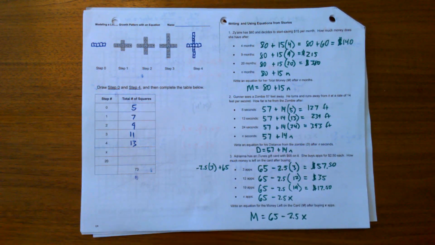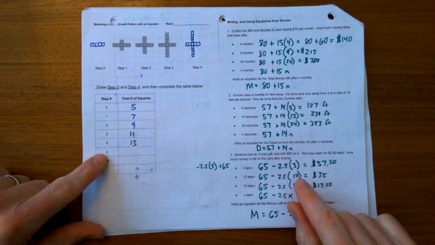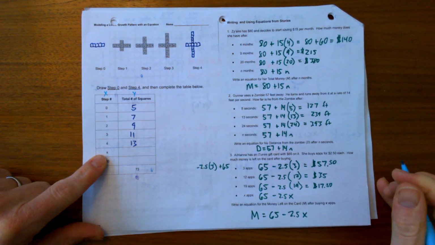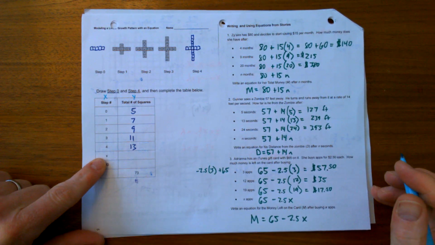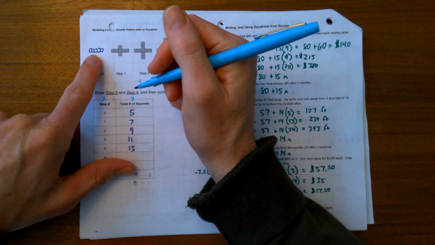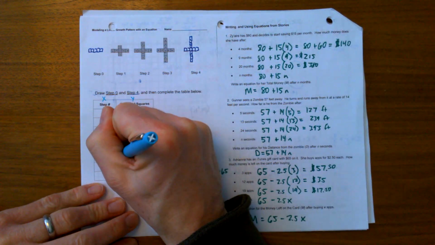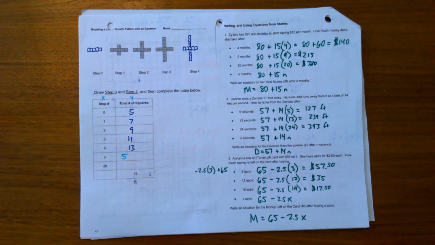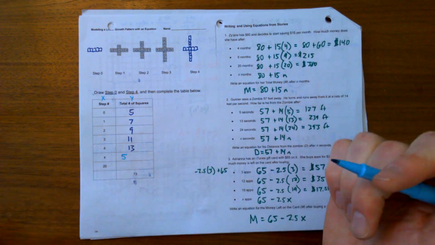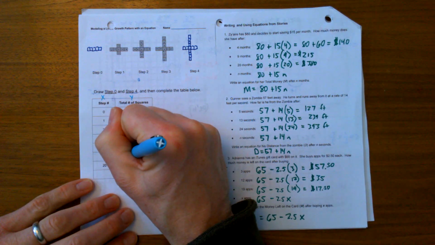All right, let's see if we can do this. Let's switch to this color here. So x is the step number, y is going to be the total number of squares in that step. No matter what the step number is, we always start with the 5 in that horizontal piece. So we're going to start with 5, and as the step numbers increase, we're going to add to those 5, not take away from those 5. So it's going to be 5 plus something.